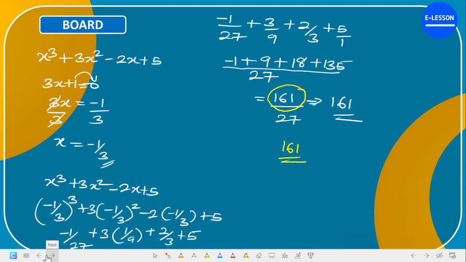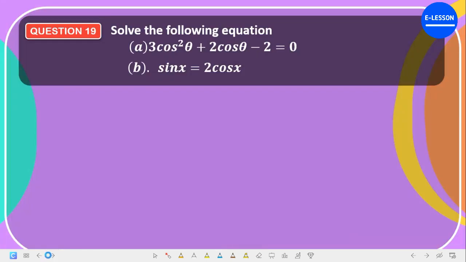Now, of course, we can also apply the long division method, but that is a long approach. Are we getting it now? So we leave it like this. Now, you are given another equation. Solve the following equation. Now, this is a trigonometric equation. The question says solve the following equation.